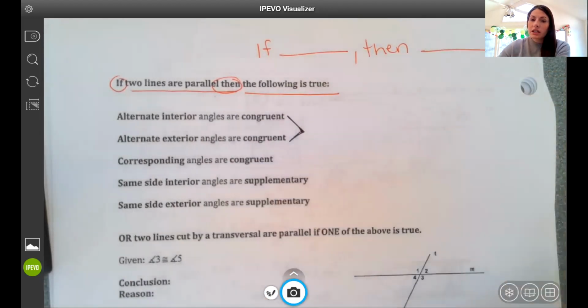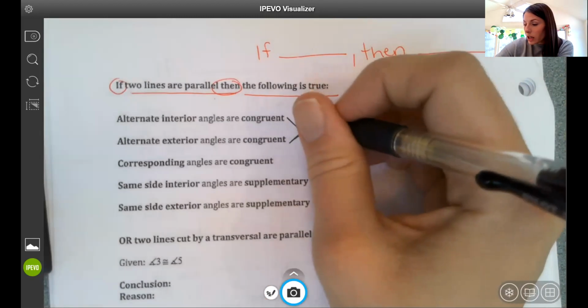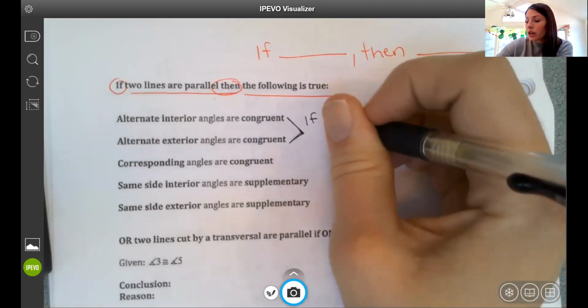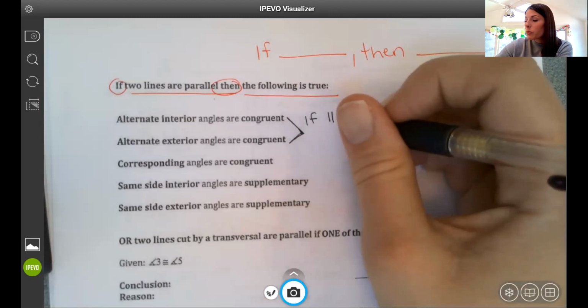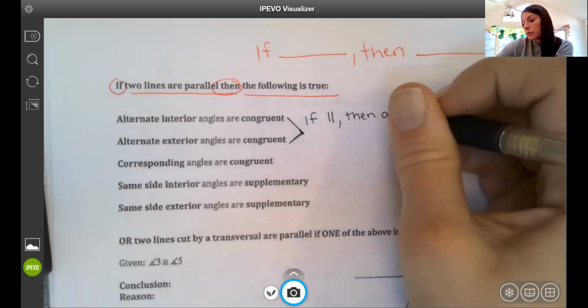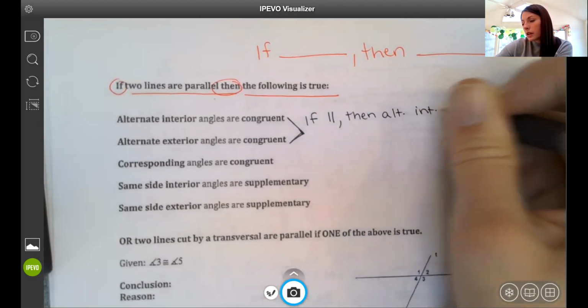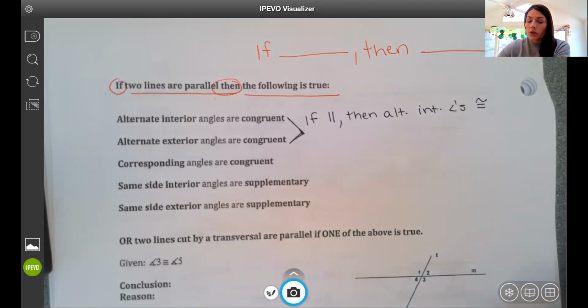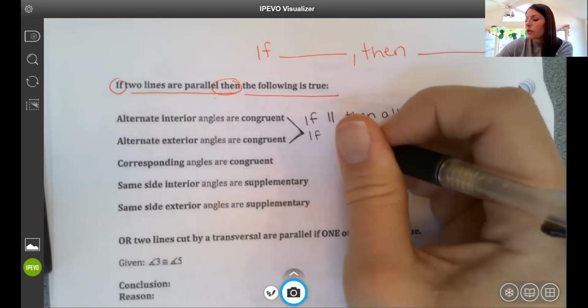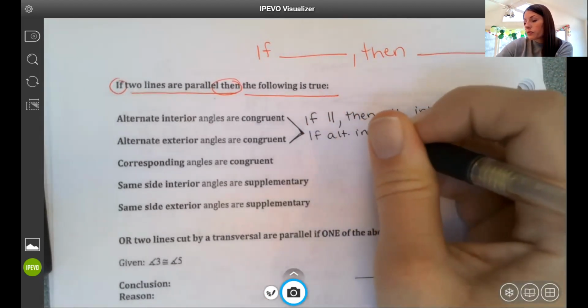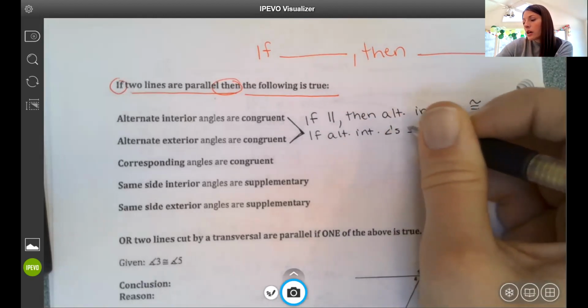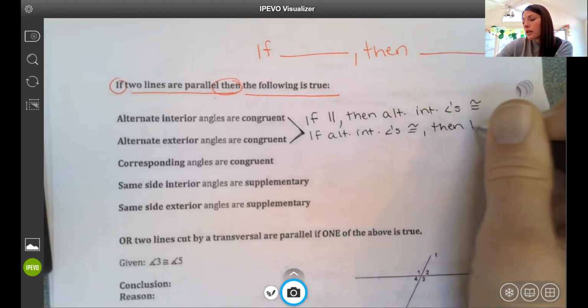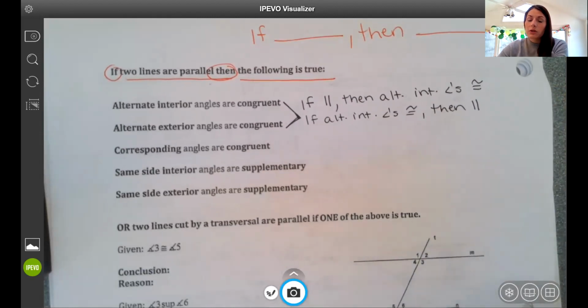Just to give us an example, in a proof, maybe I write if, and I don't have to write parallel, I can just write the symbol for parallel. If parallel, then alternate interior angles are congruent. Okay, that's just an example. Or it could go the other way. If I knew that alternate interior angles are congruent, then I know my lines are parallel. So those if-then statements can work both ways, depending on how I need them in my proof.